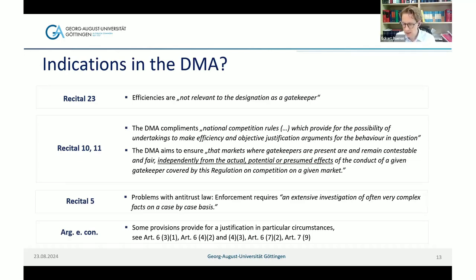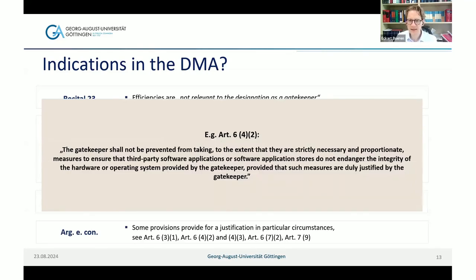I have listed a few here, and we don't have to look at all of them, but just to give you an example, this is Article 6.4, which is an obligation. Usually it's about vertical interoperability. Here it's about the gatekeeper shall allow and technically enable the installation and effective use of third-party software applications or software application stores using or interoperating with its operating system, and allow those software applications or software application stores to be accessed by means other than the relevant core platform service of the gatekeeper. So it's kind of a vertical interoperability obligation.